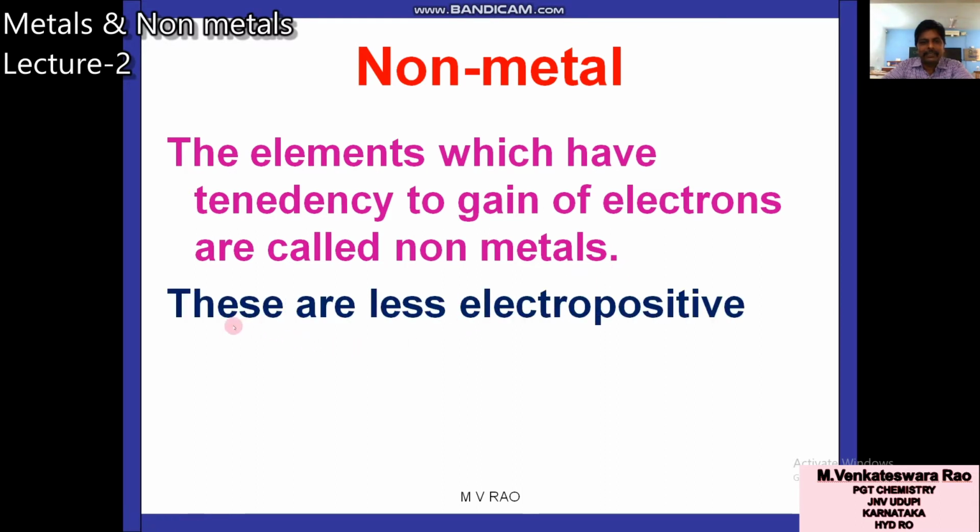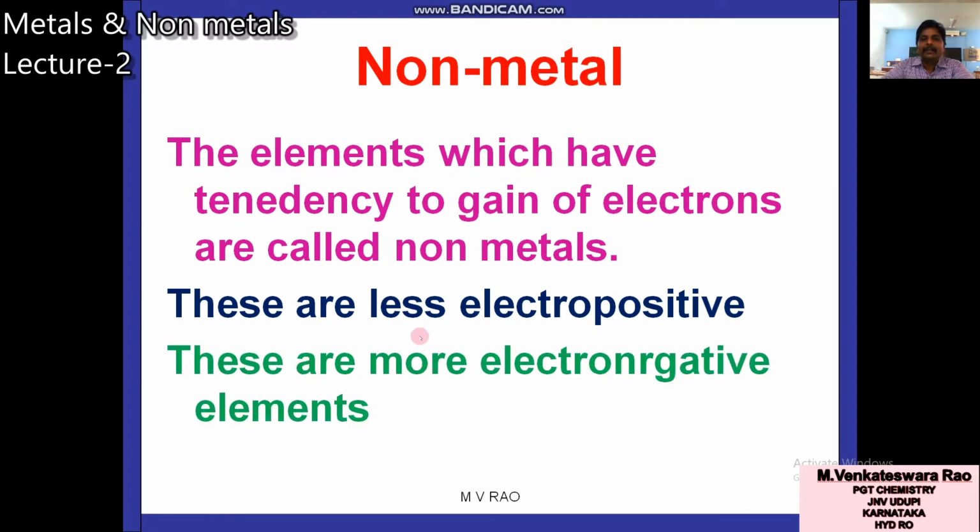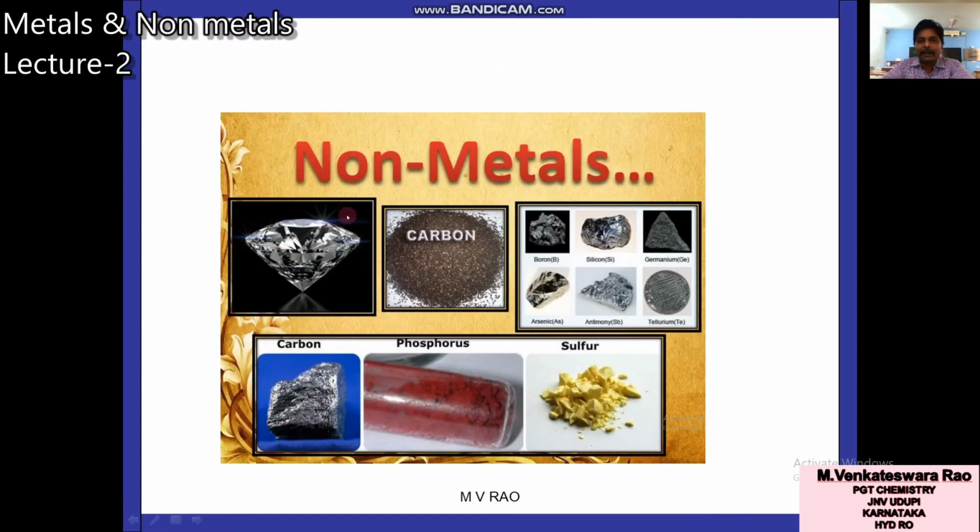In other words, non-metals are less electropositive elements. More electropositive elements are metals, whereas less electropositive elements are non-metals. Not only are they less electropositive, you can say non-metals are more electronegative elements. Why? I will explain this after this slide.